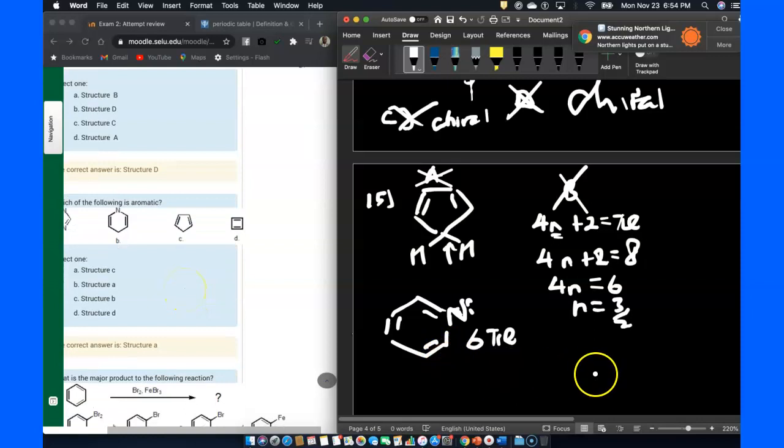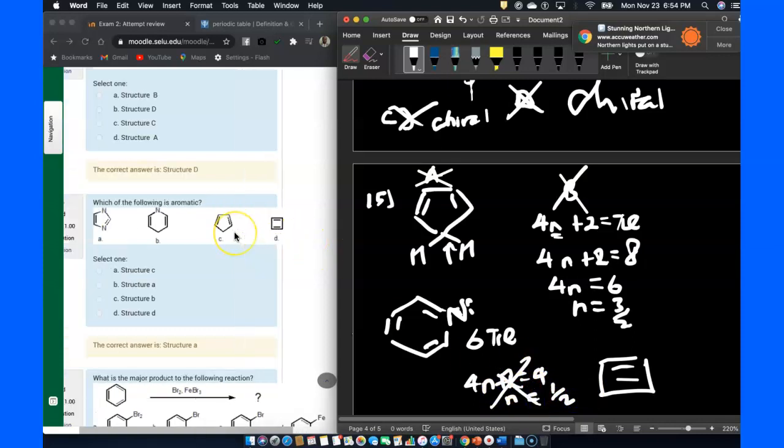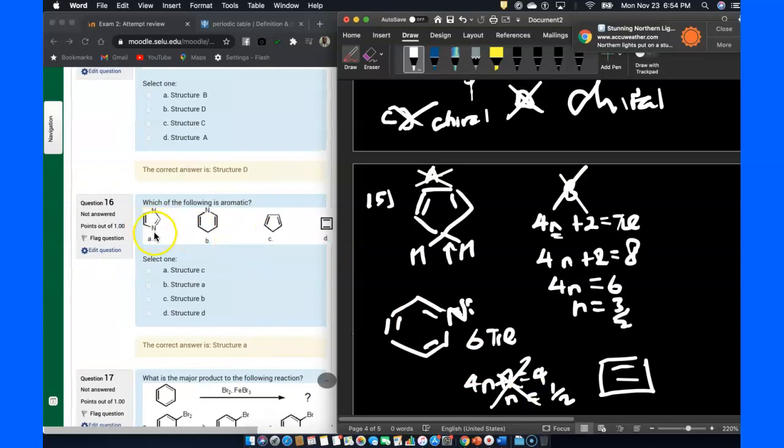And then if you are to consider the last piece, this guy has 4 pi electrons, so 4n plus 2 equals 4. n will be equal to 1/2. That's a fraction. So the molecule fails the last rule, so it's not aromatic. So the answer here is this first structure.